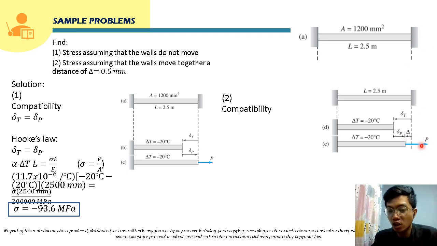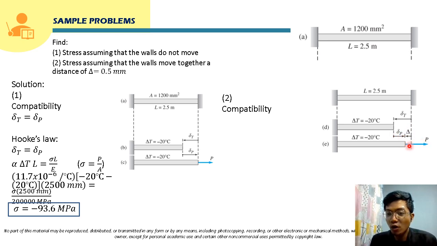So this force P will cause deformation also, right? And that deformation will be elongation. This force P will not be enough to oppose the deformation due to the change in temperature. That's why it will move 0.5 millimeter. So the deformation due to the change in temperature will be greater than the deformation due to the reaction force P.